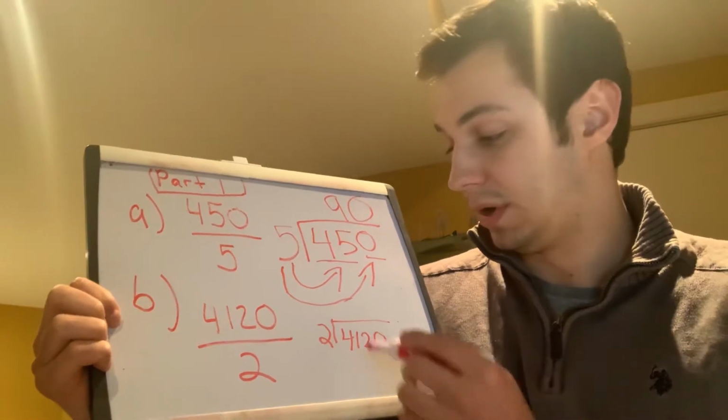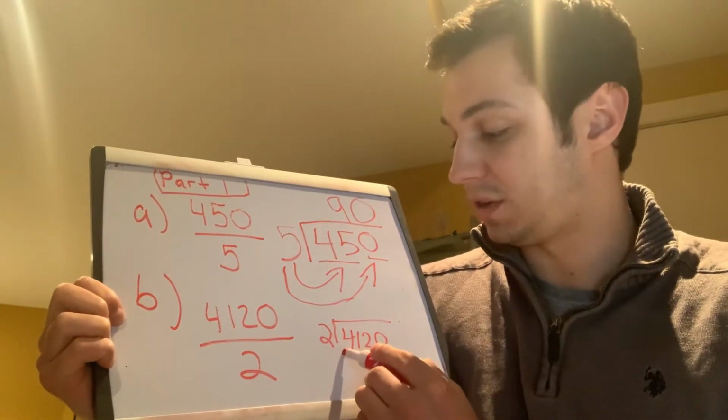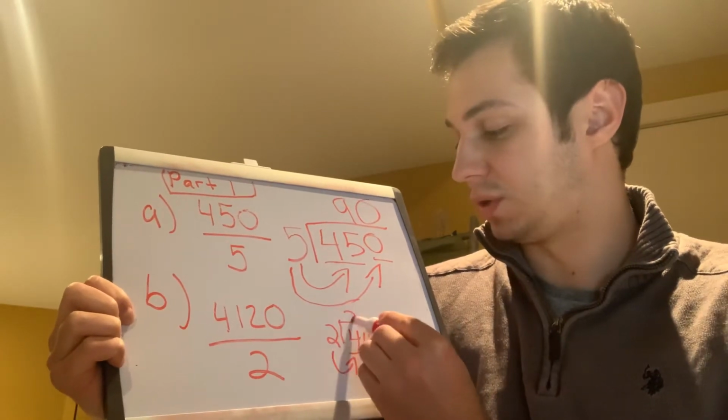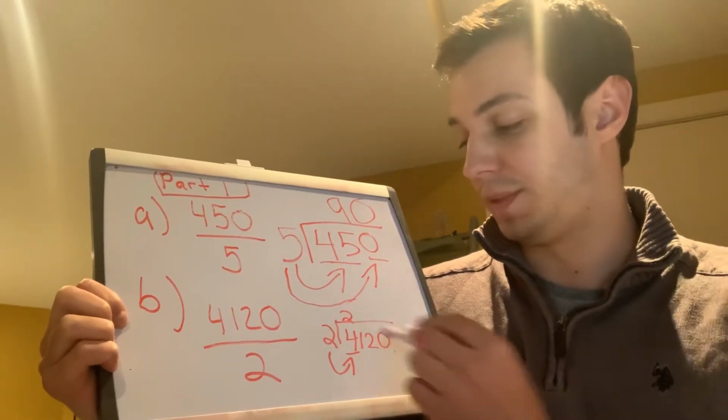So now, just like in the question above, I'm going to be dividing 2 into the numbers underneath the division sign. So 2, we know, can go into 4 2 times. So I'm going to put the 2 right on top.